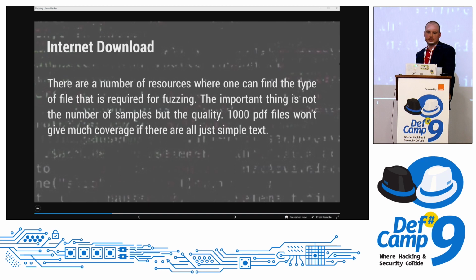The second thing you can do, you can just download the stuff from the internet. There are a number of resources you can download. If you have PDF files, PNG, JPEGs, whatever you want. The important thing is the quality of the file that you are downloading, right? You can download thousands of PDFs that will be simple text, and you won't get much coverage from them. There are, of course, some sample sets. You can go also to lcamtuf's or other GitHub pages where you can download a prepared test set for video files or for graphic files.